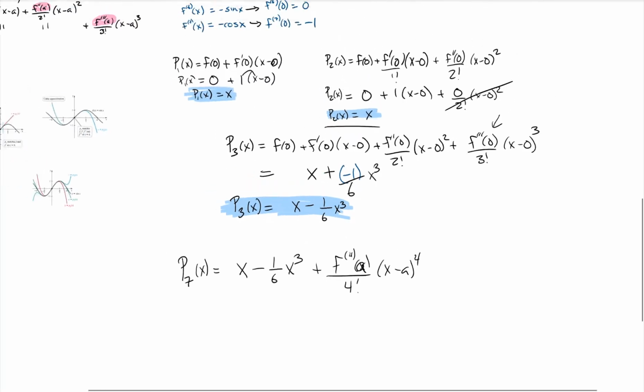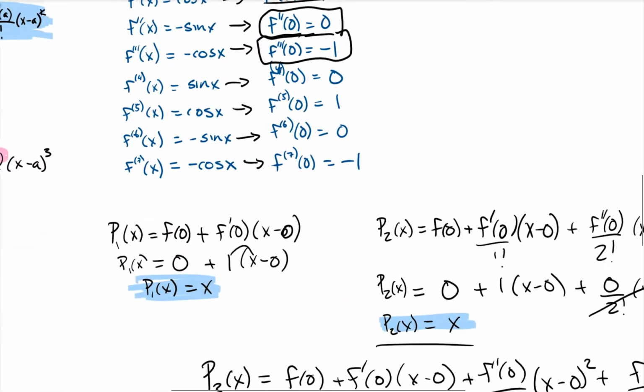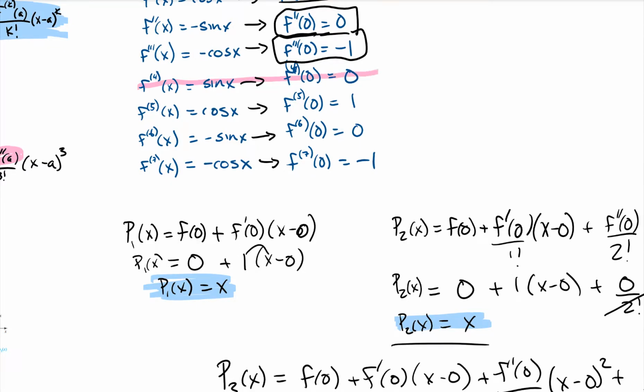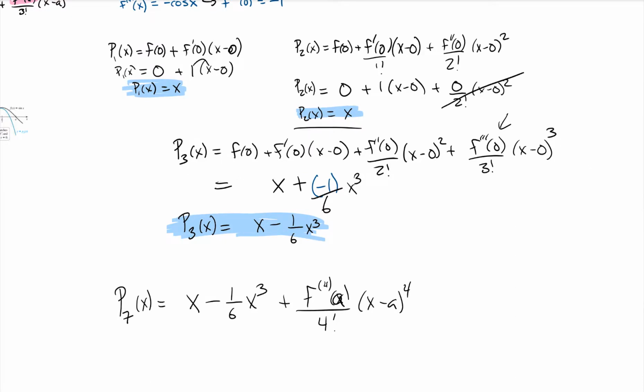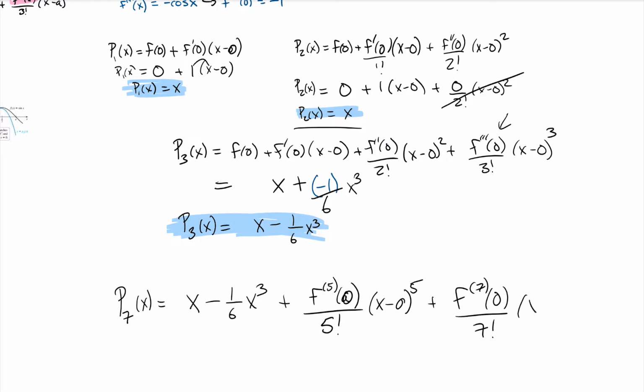But we already know what's happening on each one of these even terms. It's 0. It's just 0. So I'm going to skip all of the even terms and just write in the odd terms. Following our thing, which was going to tell us that this is going to be f to the 5th derivative at a, 0, over 5 factorial times x minus 0 to the 5th, plus our 7th derivative at 0 over 7 factorial times x minus 0 to the 7th.